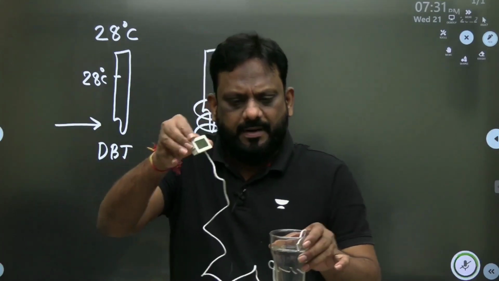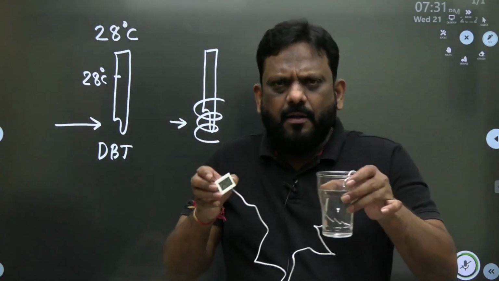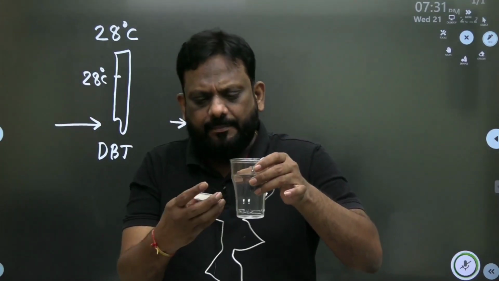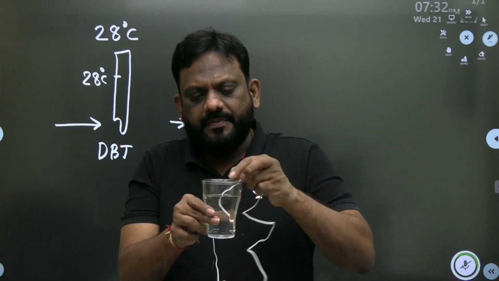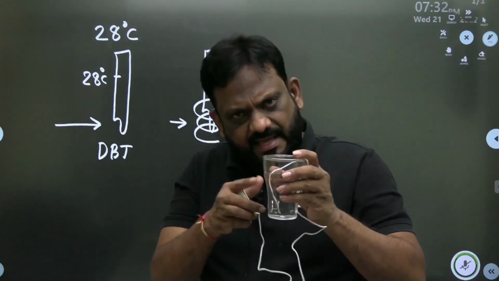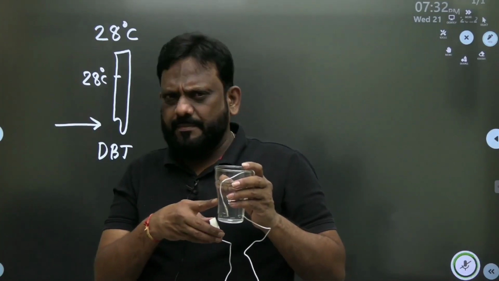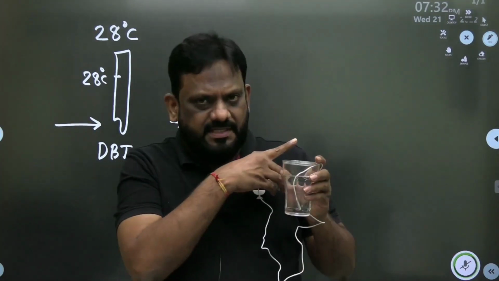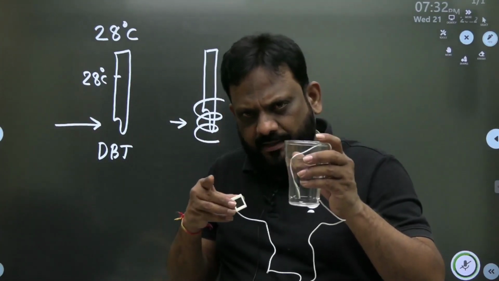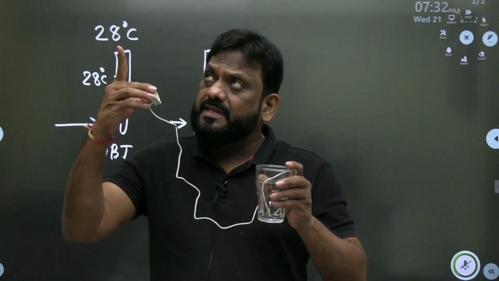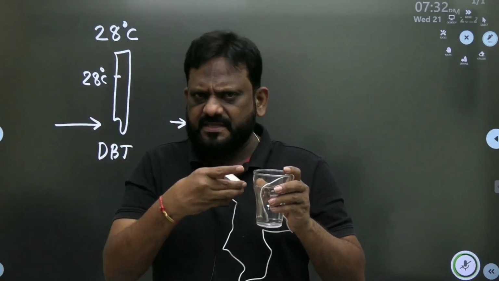This is the thermocouple, and look, I kept this glass with water. I repeat, I kept this glass with water for a long time. I kept it at 1 p.m., and now it is about 7:30. So automatically thermal equilibrium is reached. Whatever the temperature of air is there, the same is the temperature of this.